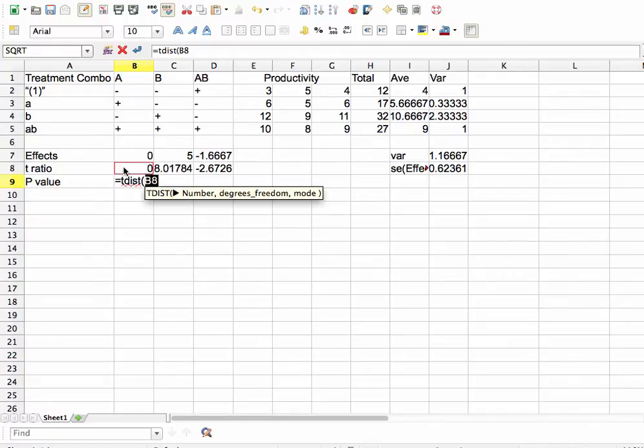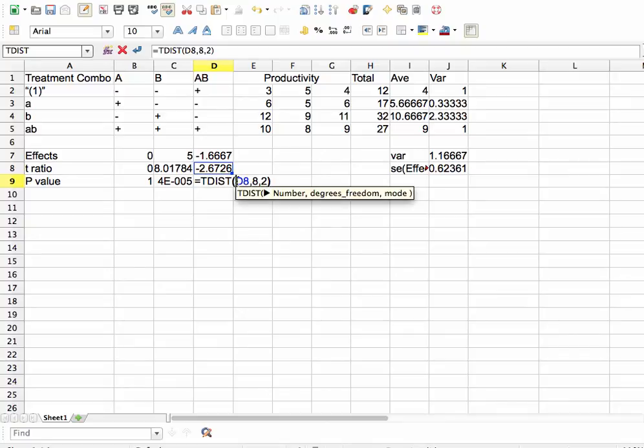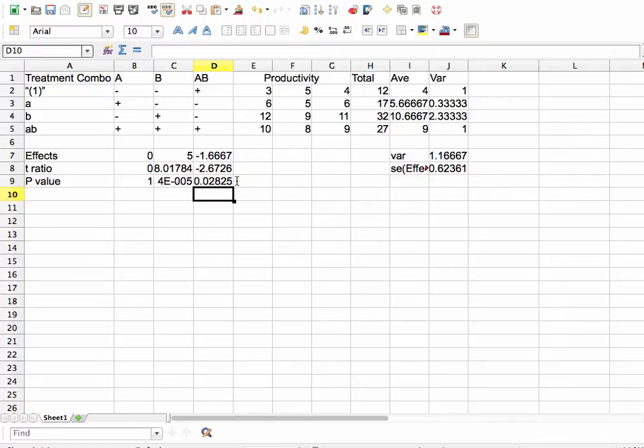With our t-ratio, the number of degrees of freedom in this case is 4 times 2, which is 8, and we want it to be two-tailed. And here we need to make this an absolute value, because the T.DIST function doesn't like it if it's not. Okay, so we have our p-values, and you can see that the p-value for A is 1, which says that our effect A is essentially, is statistically 0. That is, we cannot reject the null hypothesis that A is 0.